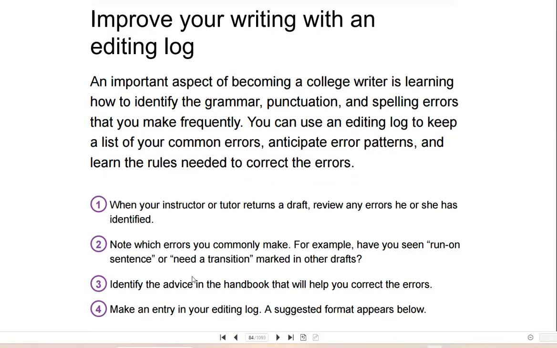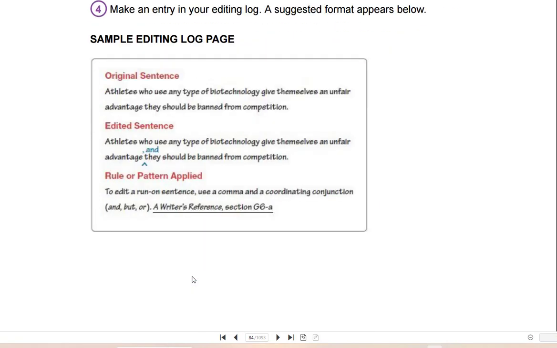Improve your writing with an editing log. An important aspect of becoming a college writer is learning how to identify the grammar, punctuation, and spelling errors that you make frequently. You can use an editing log to keep a list of your common errors, anticipate error patterns, and learn the rules needed to correct the errors.